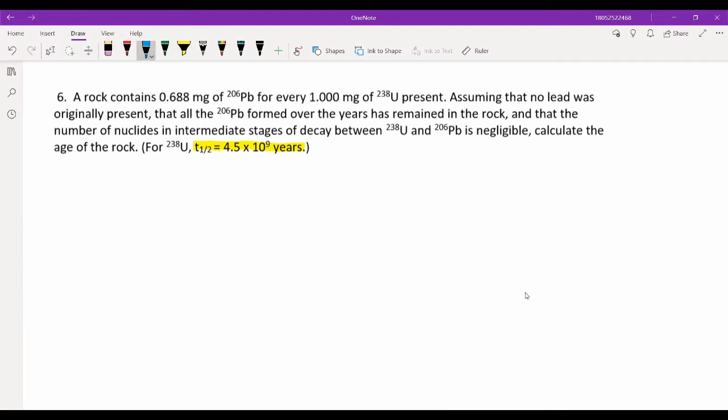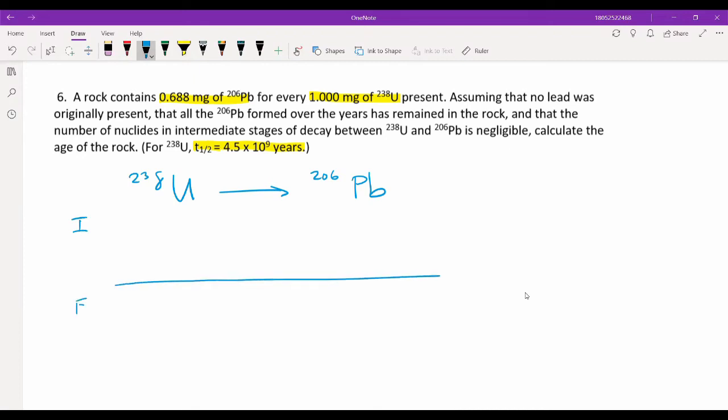And what's happening is that the uranium-238 is decaying into lead-206 by a series of events that we don't really need to know, but it's like reactant to product. And all we know if we analyze this rock is how much of these isotopes are remaining at this point in time. So we're going backwards. If we're constructing an initial and final table, then what we are basically given are these final amounts of these two.